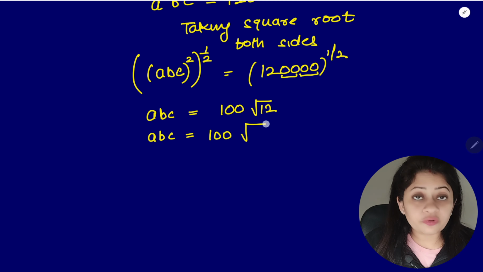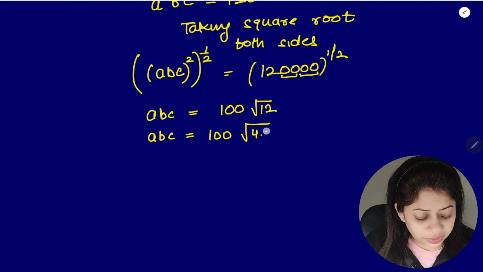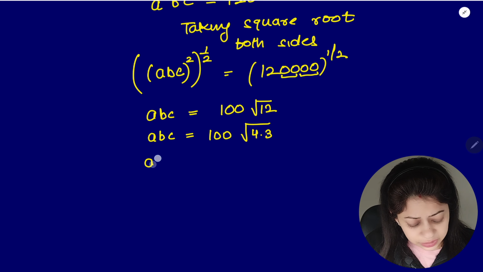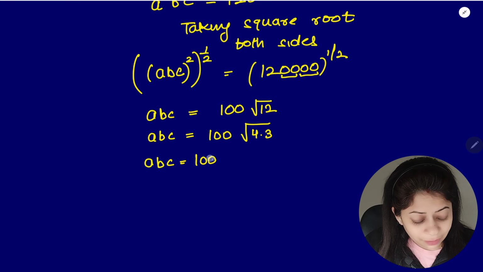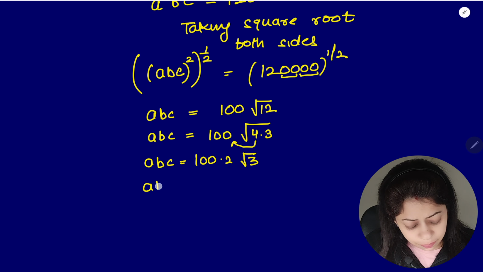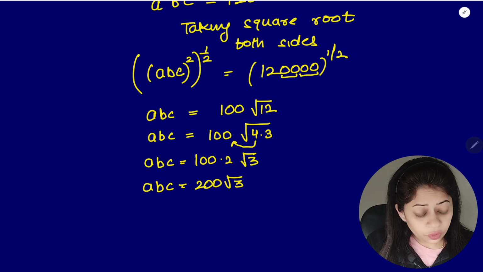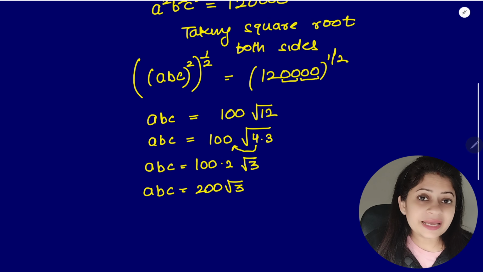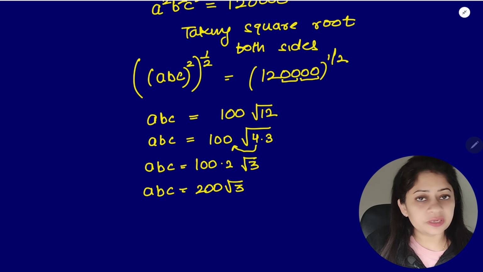What is the square root of 12? It is actually the square root of 4 times 3, right? Now I will bring this 4 out and it will become 2, because the square root of 4 is 2. So we got ABC is 200 root 3. Now we need to find the value of A plus B plus C.